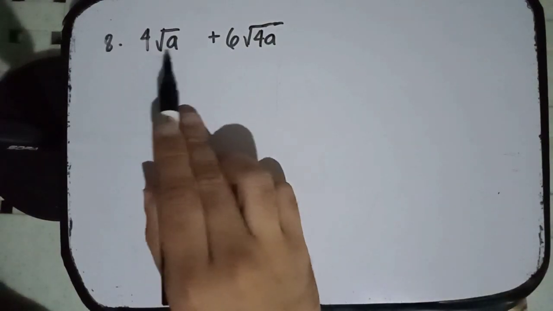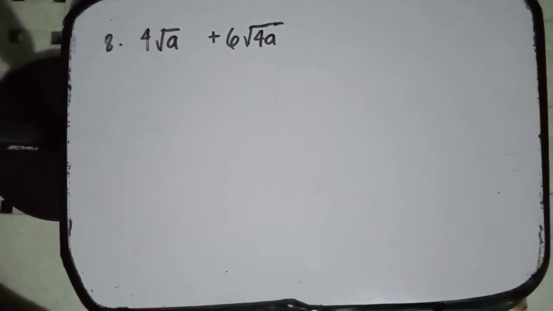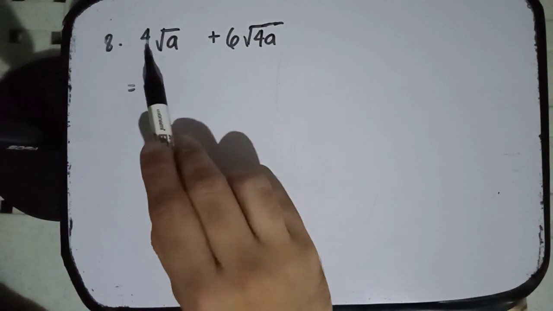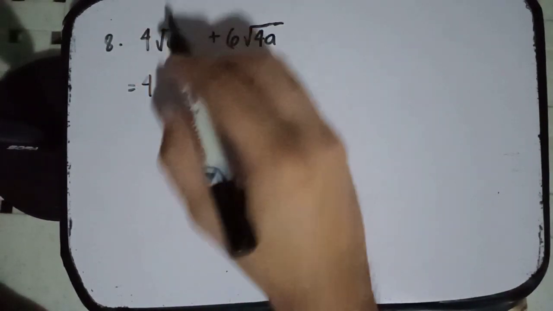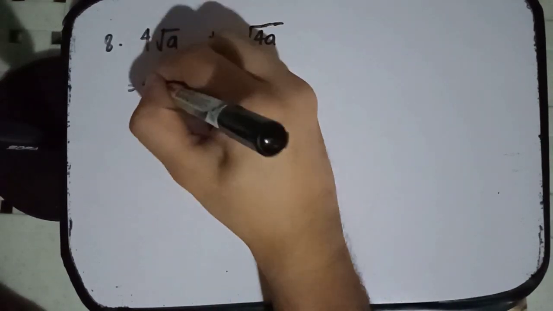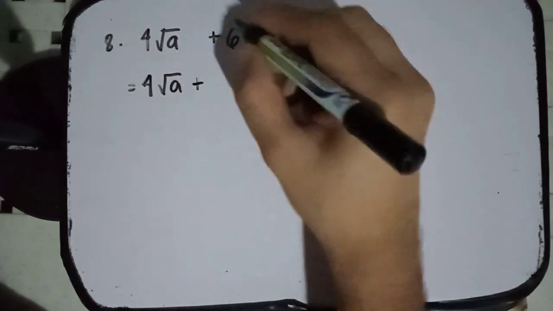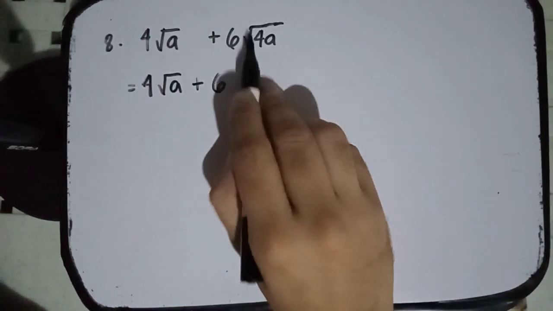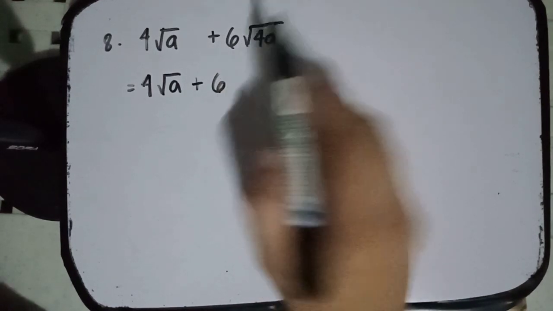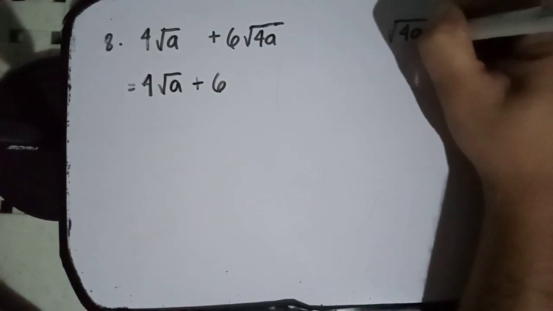Next, number 8, we have 4 square root of a plus 6 square root of 4a. Okay, so let us simplify first, no? So, dito, kopyahin natin yung 4 times the square root of a. So, wala tayong mapapala dito kasi di natin masimplify ito. Okay, so we just copy square root of a here. Okay, then plus, copy 6, then square root of 4a. So, as we can see, 4 is already a perfect square. So, simplify muna natin to. Ano po? So, square root of 4a.